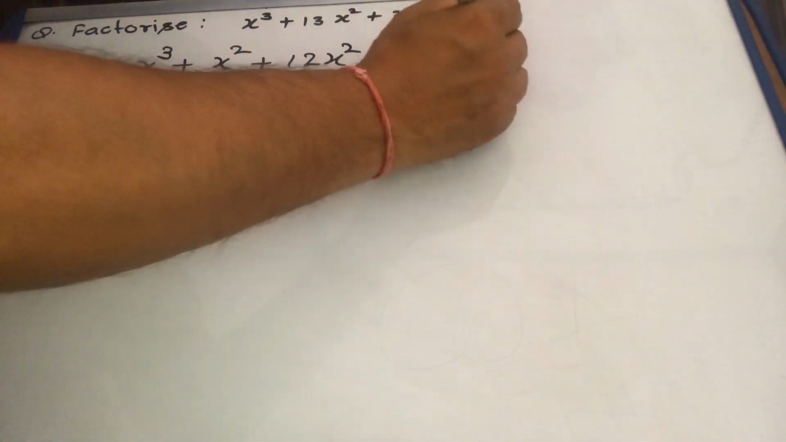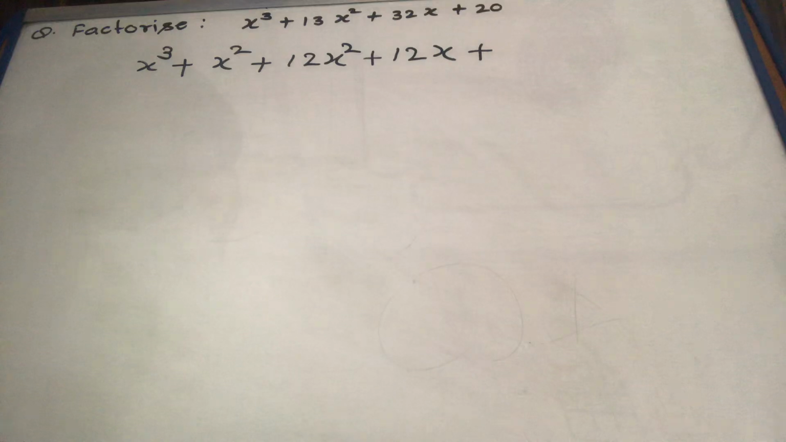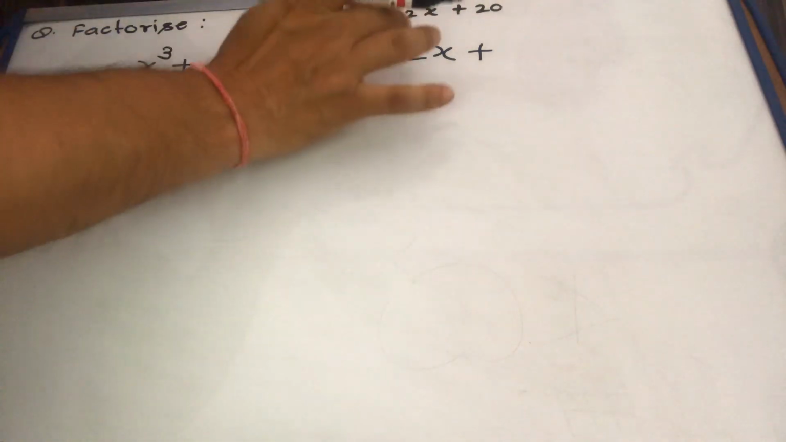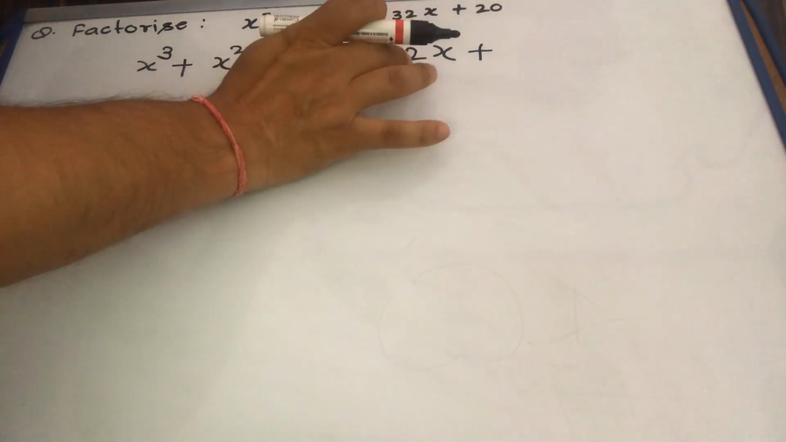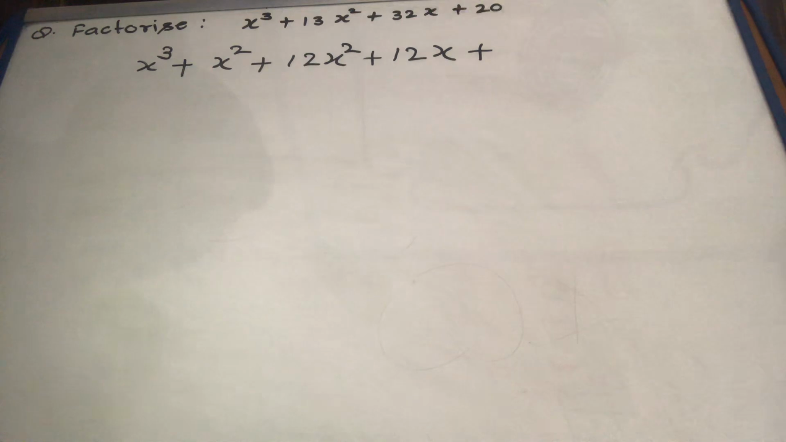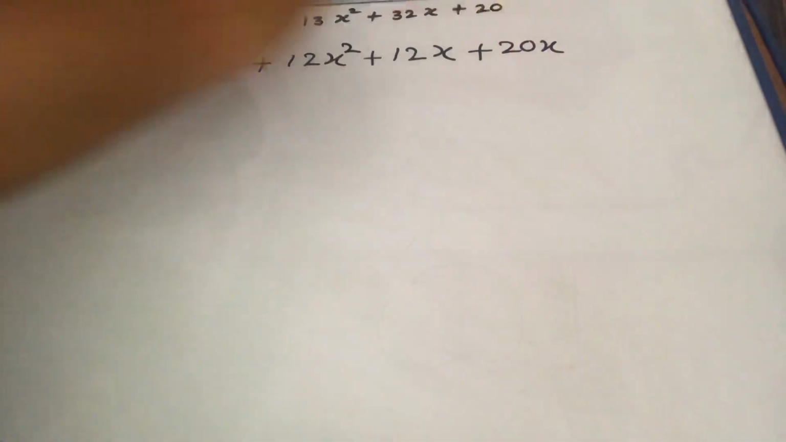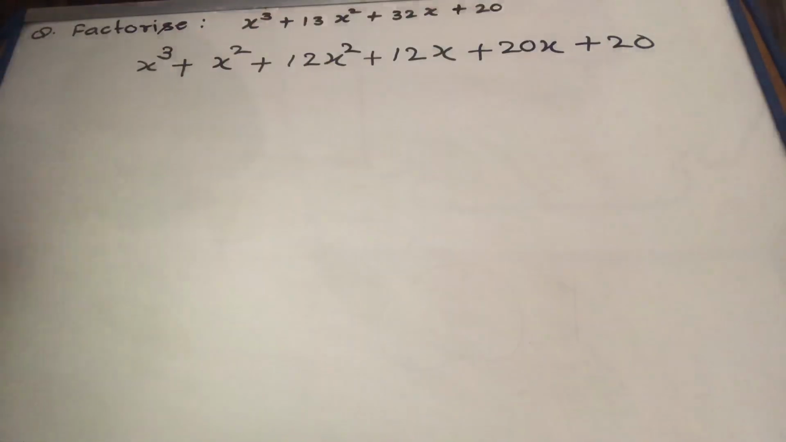After that you observe the third term. The third term is 32x, but 12x is already present here. So you subtract this 12x from 32x. What do you get? 32 minus 12 means 20. So 20x. And finally the last constant term you will write same to same. Clear this step? What is the step?